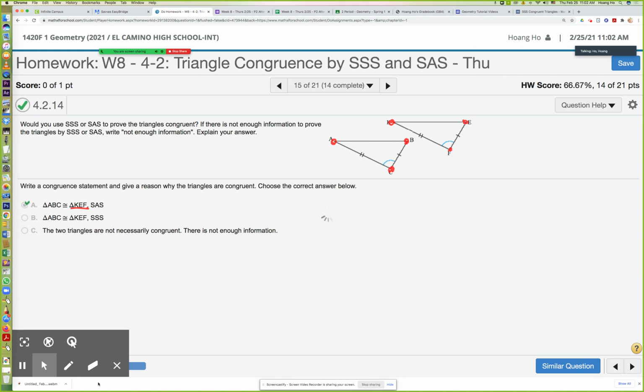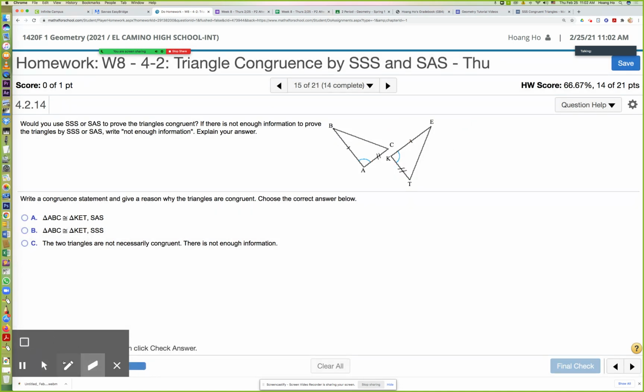Question 15. Again, you see over here, two pairs of sides congruent: one mark, one mark, two mark, two mark, and the included angle. So, SAS.